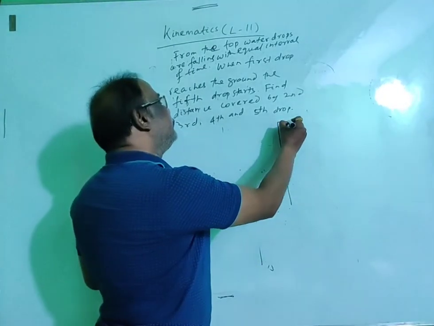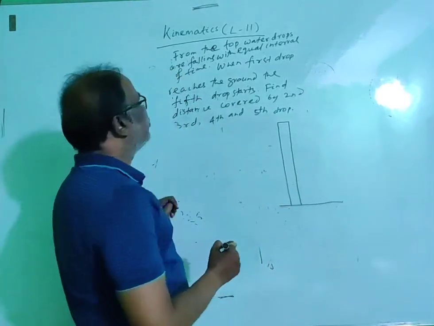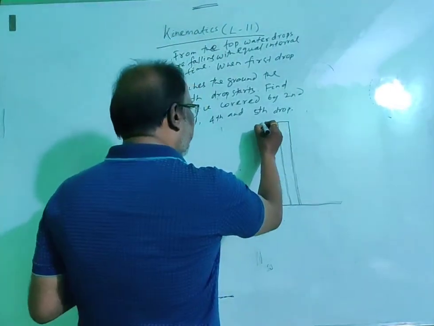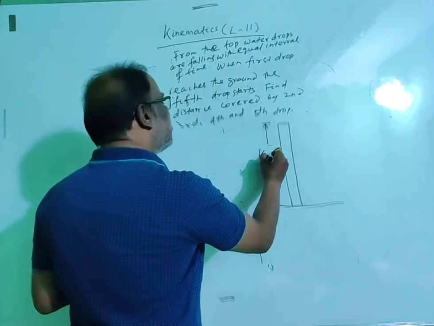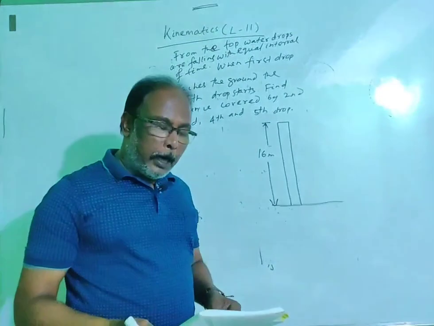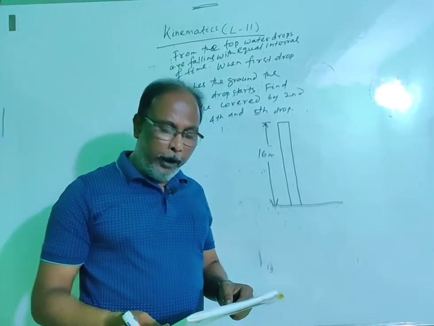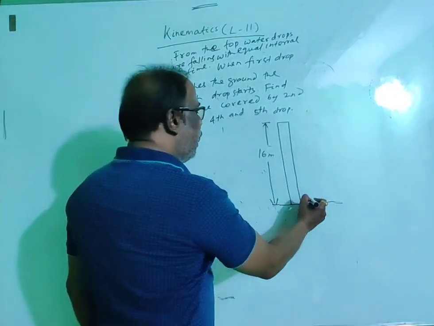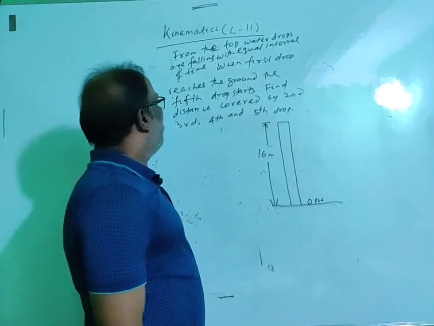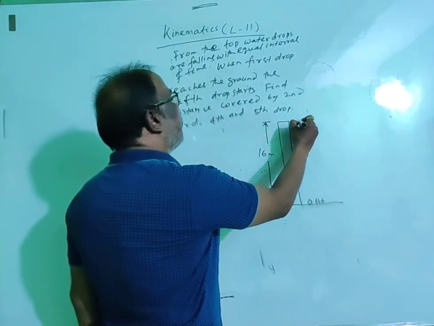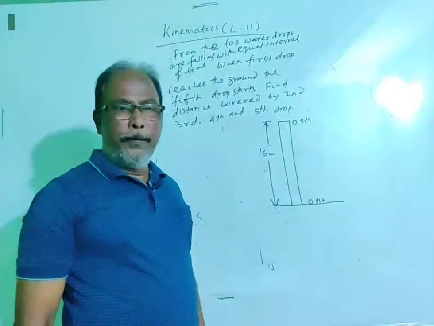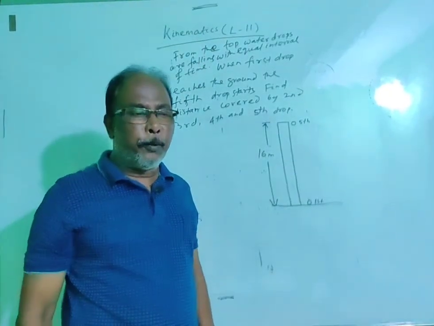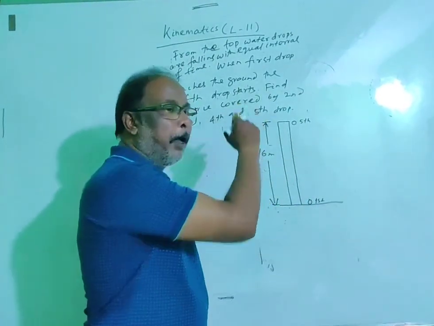This is the building. This is ground. And it is mentioned, from the top of a tower, height of the tower is given 16 meter. From the top of a tower 16 meter high, water drops are falling with equal interval of time, in such a way that when first drop reaches the ground, the fifth drop stops. Drop means initial velocity is zero. For each drop, initial velocity is zero.